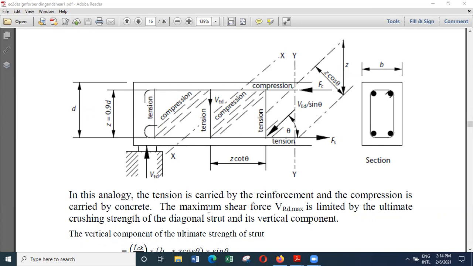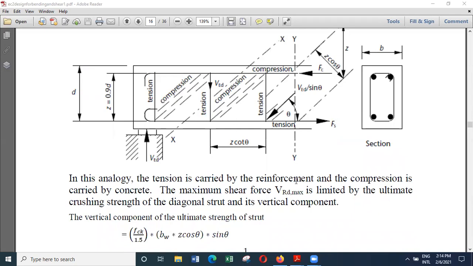But there are limitations. One of the limitations is if this compression is too much, there can be crushing of this concrete. And to prevent that, we have to come up with some limits on the maximum compression here. And when you come up with a limit on maximum compression, finally it will impose a maximum limit on the vertical shear that can act on the section. So maximum shear force VRd,max is limited by the ultimate crushing strength of the diagonal strut and its vertical component.